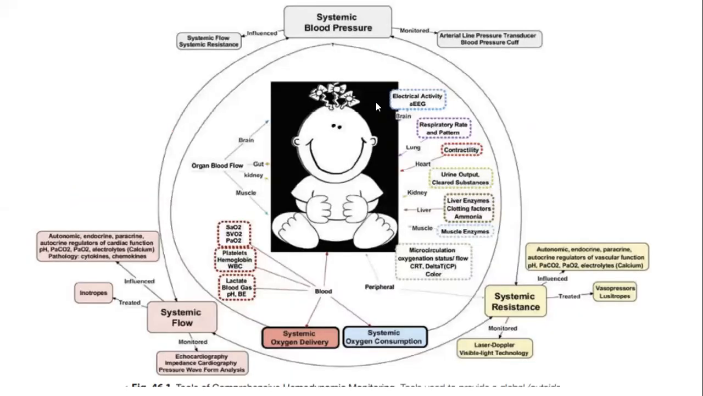So in this picture we see multiple factors affecting shock. The systemic blood pressure plays an important role, and the systemic resistance plays an important role here. Systemic blood pressure is monitored with the arterial line pressure transducer, and systemic resistance can be treated with vasopressors and inotropes. Then systemic oxygen delivery, systemic oxygen consumption, and importantly, systemic flow. All of these are complex things involved in the shock mechanism.